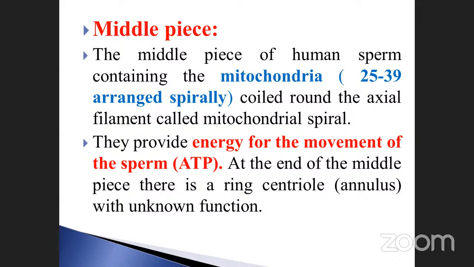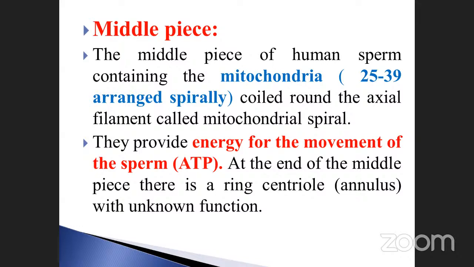I will show you. They provide energy for the movement of the sperm. Without energy, the sperm cannot move through the liquid part of the female reproductive organs. So they need some energy, and the energy is supplied by the component called which one, mitochondria. Okay, how are the mitochondria arranged? Mitochondria are spirally arranged. That is very, very important.